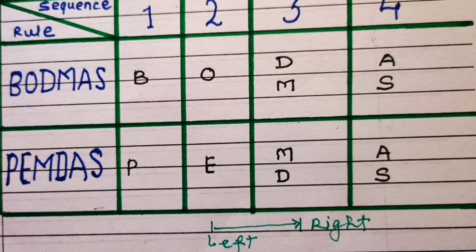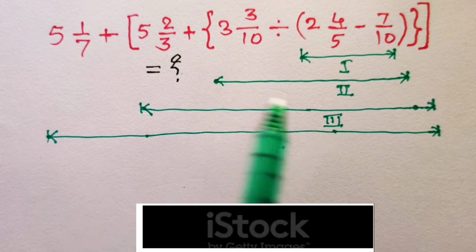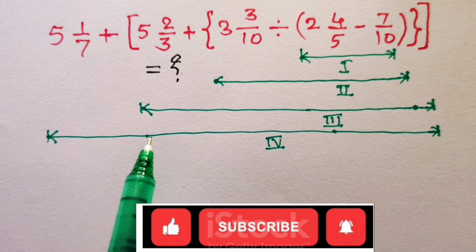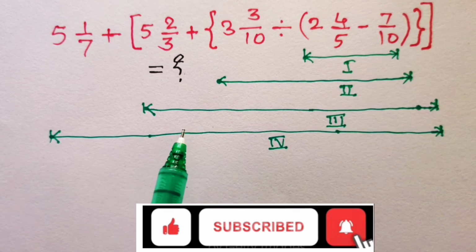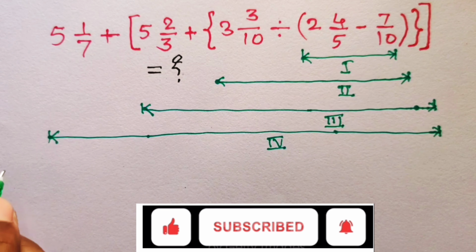Now let us move towards our solution of the given sum. We are solving this sum using these 4 steps which are prepared using the BODMAS rule or PEMDAS rule. So, the step by step solution for this.